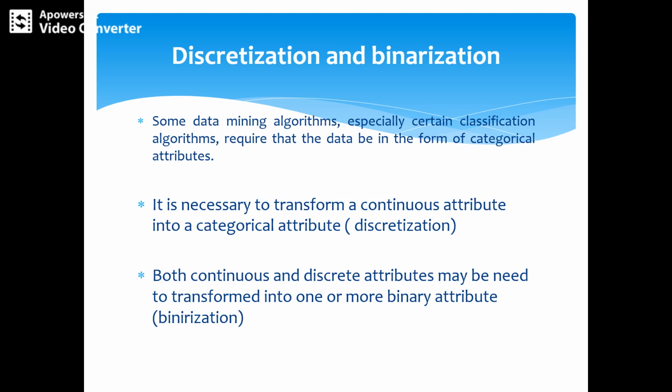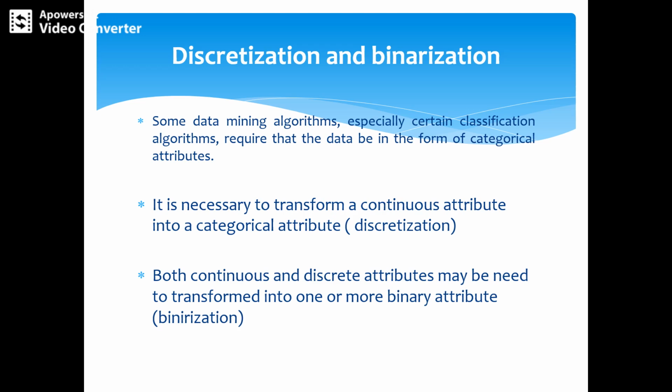So we're going to the next one, discretization and binarization. Some data mining algorithms, especially certain classification algorithms, require that the data be in the form of categorical attributes. Algorithms that find association patterns require that the data be in the form of binary attributes. So we need to use discretization as well as binarization.